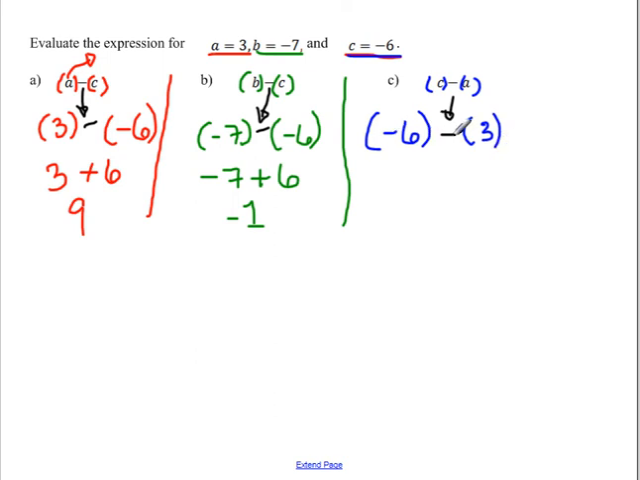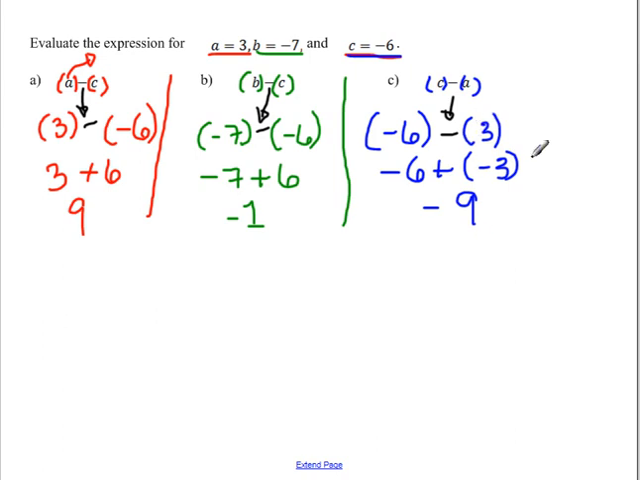So -6 minus 3. Well, subtracting is the same as adding the opposite. The opposite of 3 is -3. -6 plus -3 is -9.